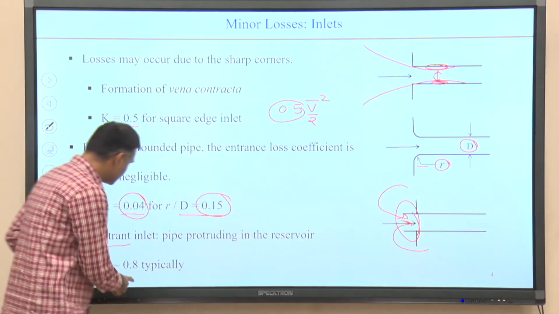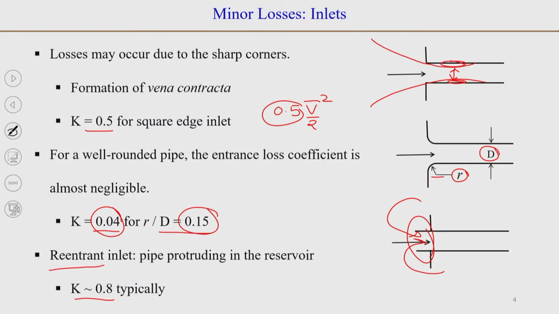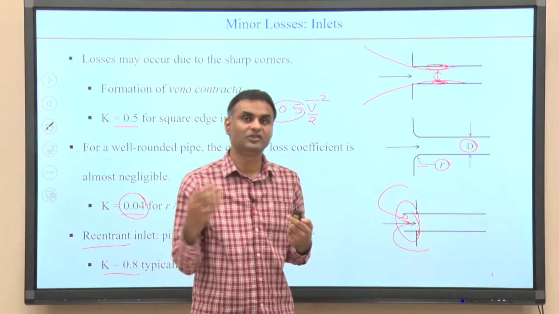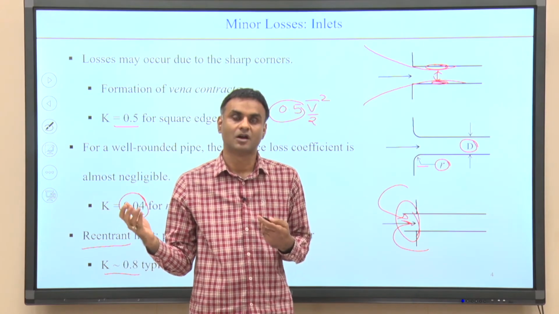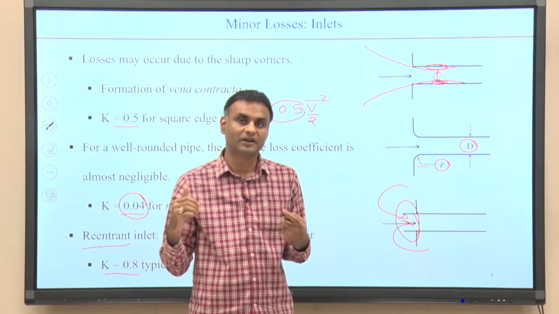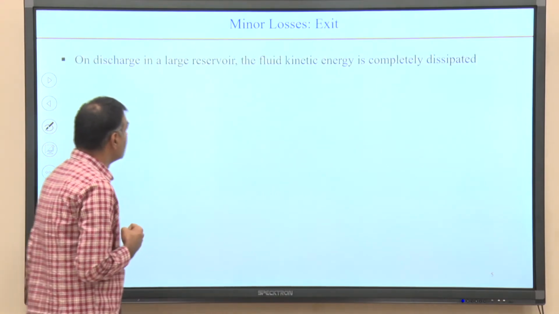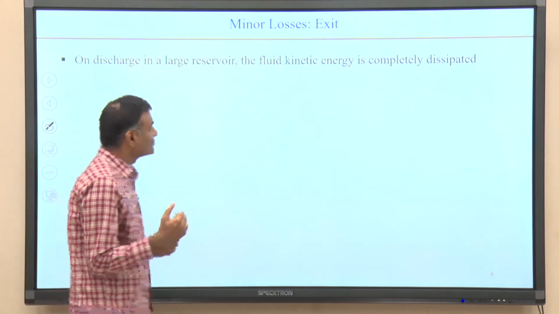A typical value you could say is about 0.8. Okay. So, that is about inlet, and the takeaway from here is that we should be having the rounded inlet as far as possible, as and when possible. So, the next comes exit.